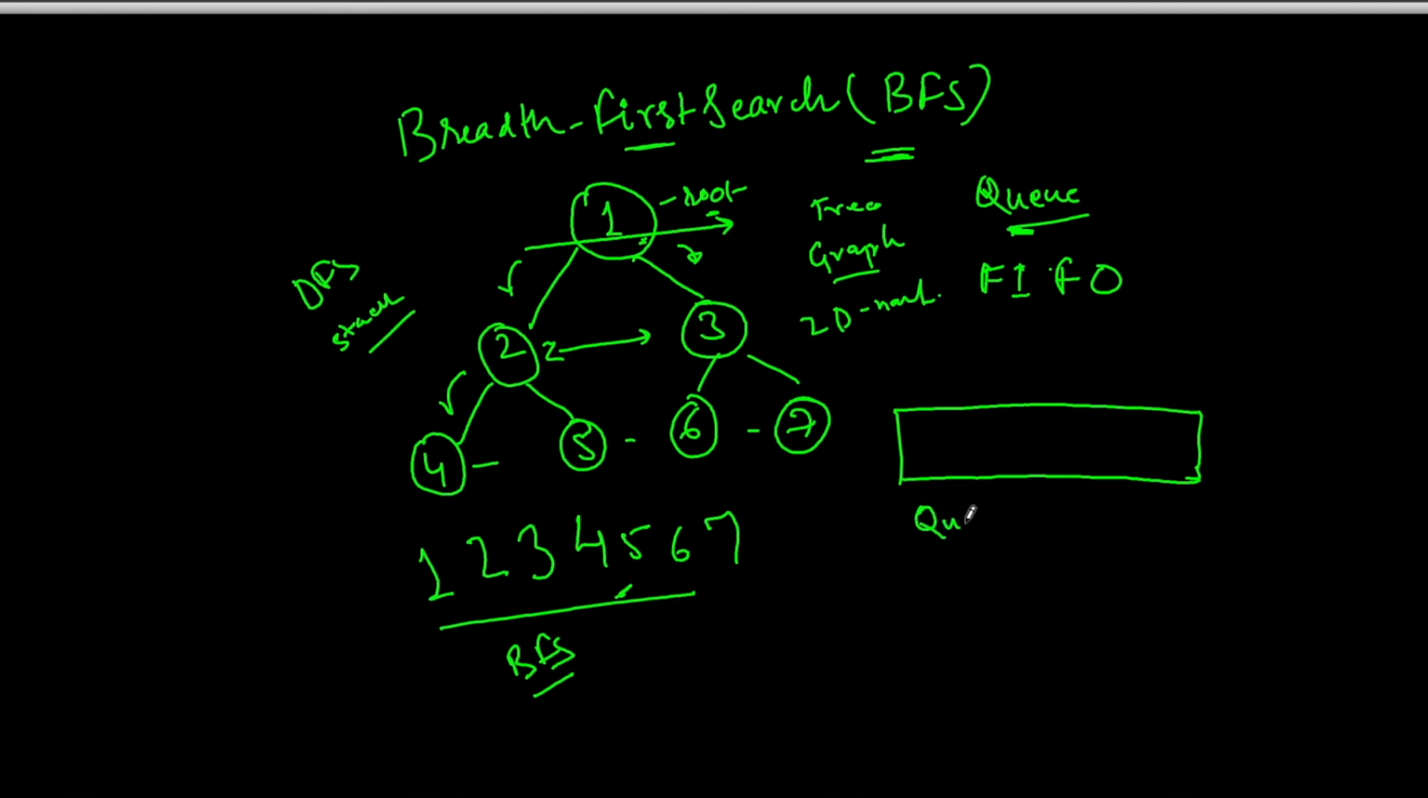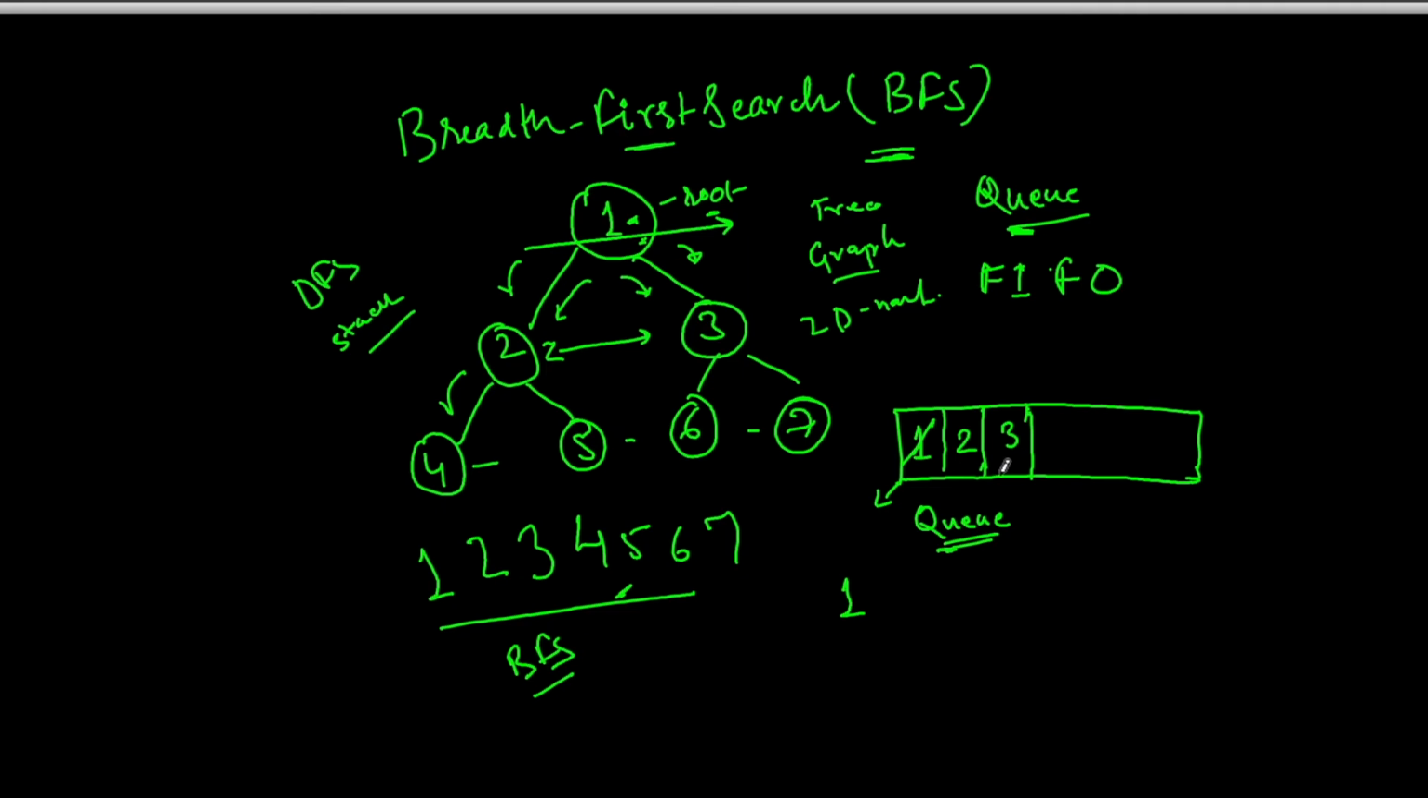So let's say this is our queue, and let's walk through this. We'll start with the root, so we'll add root to the queue. Now, when we take out an element from the queue, one is the only element here, so we'll take out one, right? And once we take out a node from the queue, we are going to add its children to the queue. So we'll add 2 and we'll add 3.